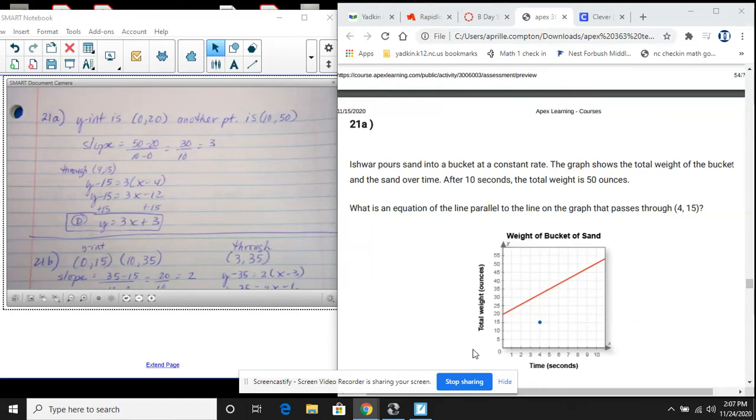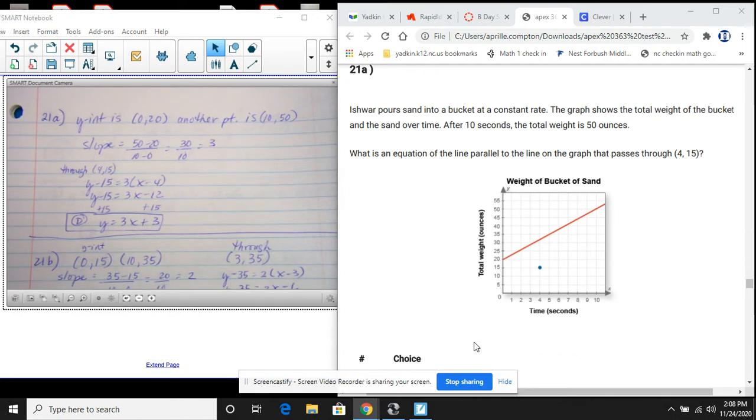Okay, picking up with 21A. Someone pours sand in a bucket at a constant rate. The graph shows the total weight of the bucket and the sand over time. After 10 seconds, the total weight is 50 ounces. What is an equation of the line parallel to the line on the graph that passes through (4, 15)?